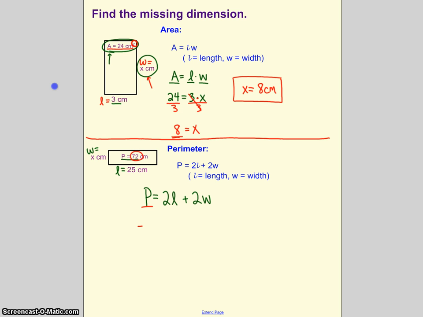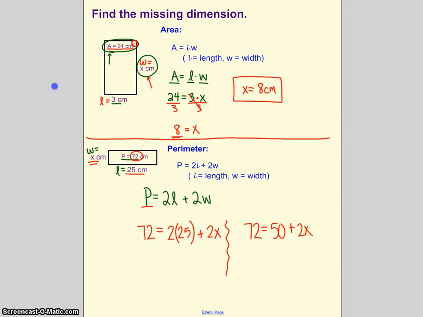It's 72. So let's plug in a 72 for P equals 2 times, do we know the length? Our length is 25, so plug in a 25 there, plus 2 times, do we know the width? Well, our width is just that x, so I'll just say 2 times x, or 2x. Now we have a nice little equation to solve. We can clean this up a little bit. That 2 times 25, I'll rewrite it over here. We know that 2 times 25 is 50. And now we have 72 equals 50 plus 2x.